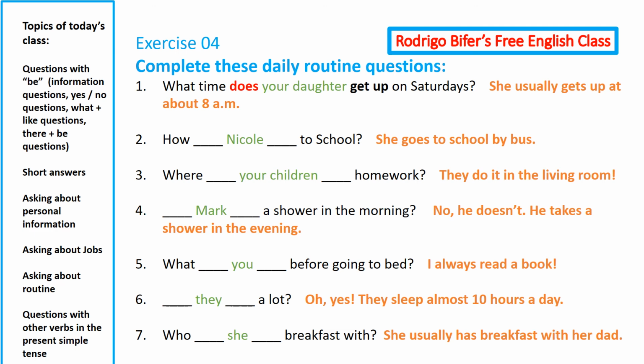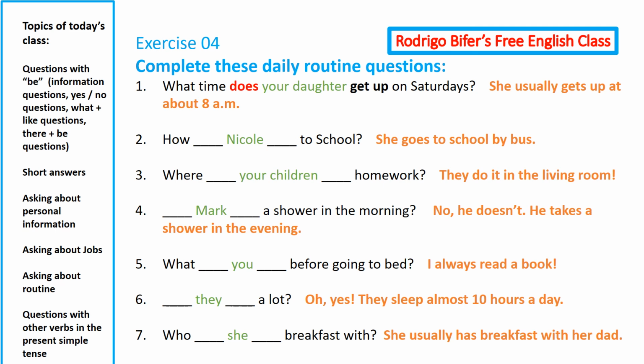What time, question word. Does, auxiliary. Your daughter, subject. Get up, infinitive. What time does your daughter get up on Saturdays? She usually gets up at 8 a.m. Number 2, how? Nicole. We just talked about Nicole, right? Nicole's routine. To school. The answer is she goes to school by bus.